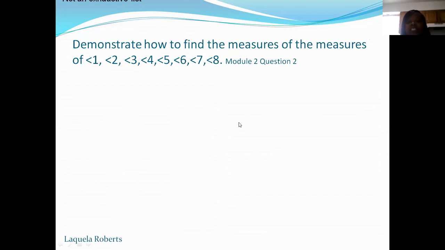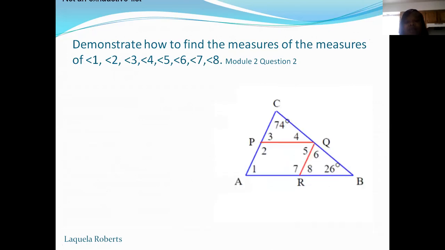Question number 2, we're going to demonstrate how to find the measures of angle 1, angle 2, angle 3, angle 4, angle 5, angle 6, angle 7, and angle 8. As you see here, PARQ is a parallelogram, right? So what do we know about a parallelogram? Well, the opposite angles of parallelograms are congruent and consecutive angles are supplementary. All right. And you can see here that the sum of the measures of the angles of a triangle is 180 degrees.